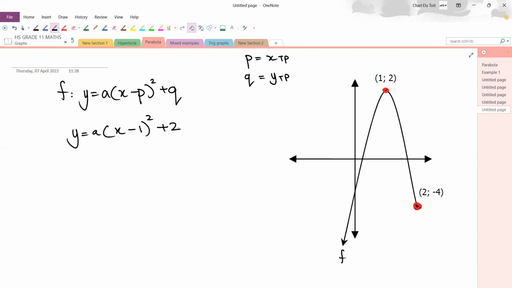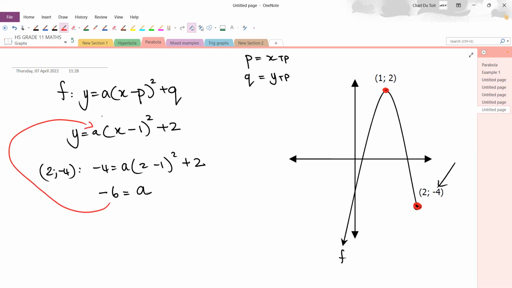And then I'm just going to substitute the other coordinate, 2 and -4. Now important, I'm going to throw the 2 over to the left, so I get -6 here. And 2 minus 1 is 1, and 1 squared is 1, so a is -6. And then I'm going to put that a value back in that equation. So therefore y equals -6(x minus 1) squared plus 2.